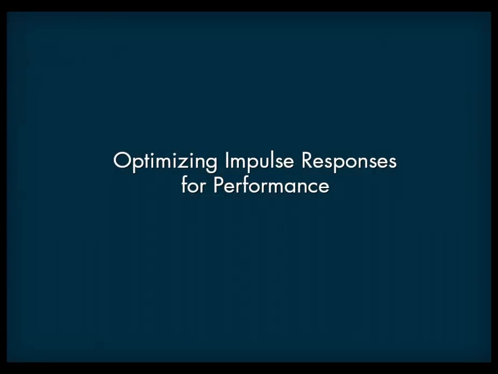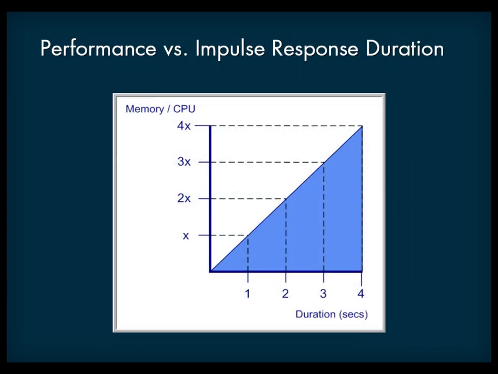The convolution reverb plugin can be quite costly in terms of memory and CPU at runtime. Basically, the performance of the convolution reverb is directly related to the duration of the impulse response. Let's take a closer look using this graph. If you double the duration of the reverb, it will take approximately twice the runtime memory and CPU usage.